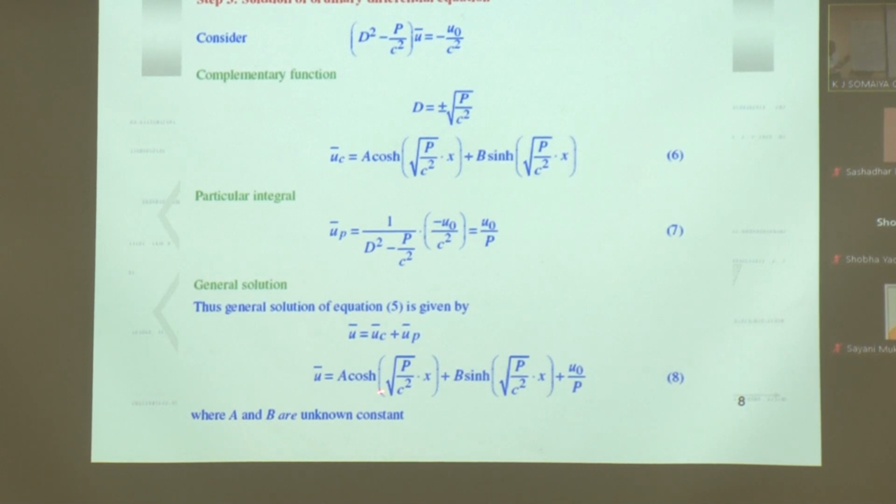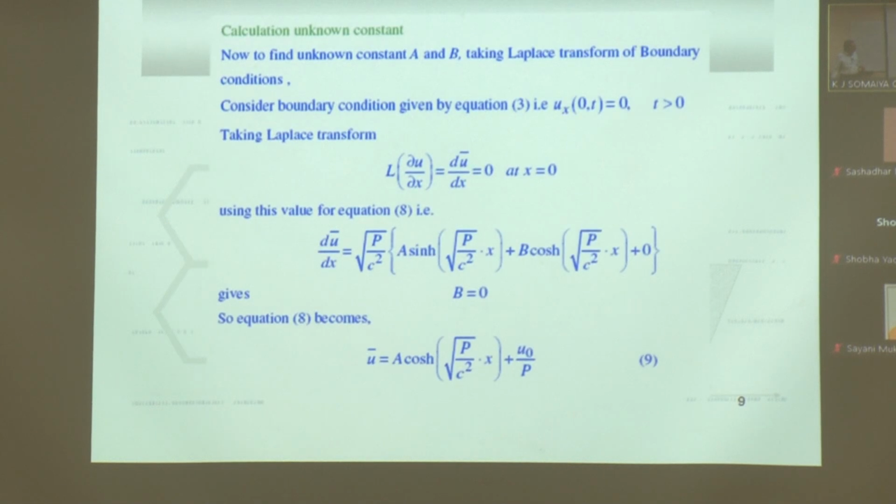I obtain this particular solution in the Laplace transform domain, and then I will have to shift it to the original variable t. Now here I will first of all have to find the unknown constants a and b, and then I will go to the inversion of the Laplace transform. To find a and b, I will use two boundary conditions. I have two boundary conditions. One is the derivative of u with respect to x at x equals 0 is 0.